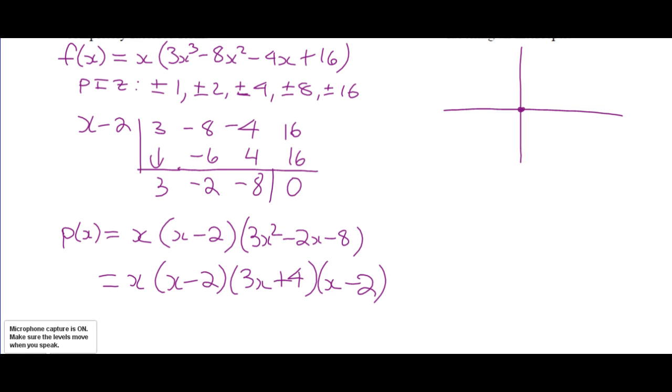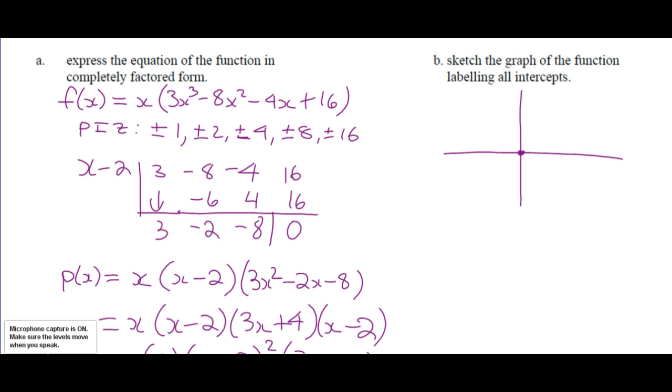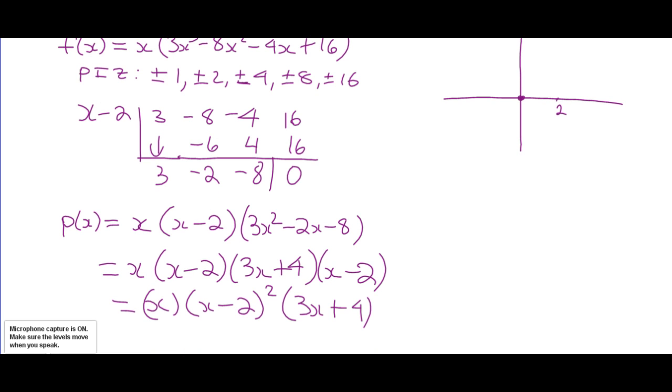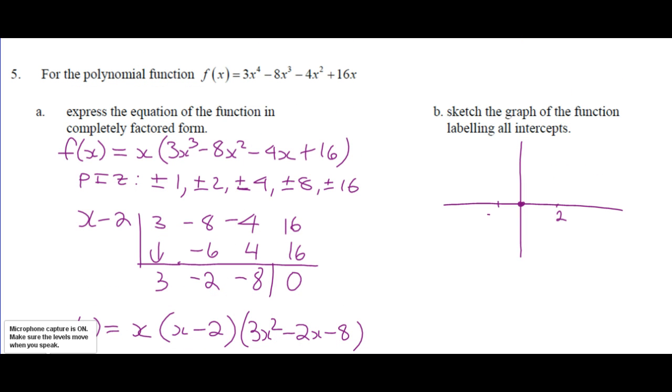Wait, maybe we should rewrite this. x times (x minus 2) squared times (3x plus 4). So we have a 0 at positive 2, but it's of multiplicity 2, right? And where's our last 0? Negative 4/3. Okay, so we got a 0.